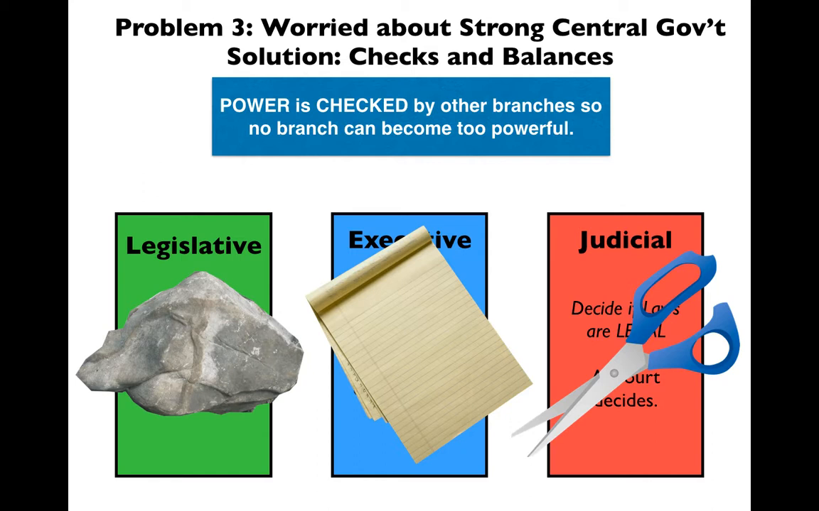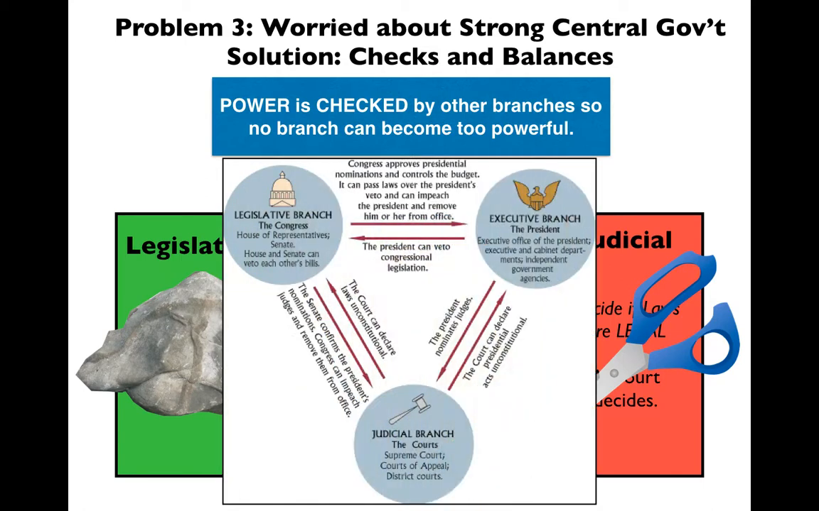If the legislative and the executive pass a law that the Supreme Court finds unconstitutional, then the Supreme Court can strike that down. That's a system of checks and balances. And here's a little chart of that dynamic between the legislative, executive, and judicial.